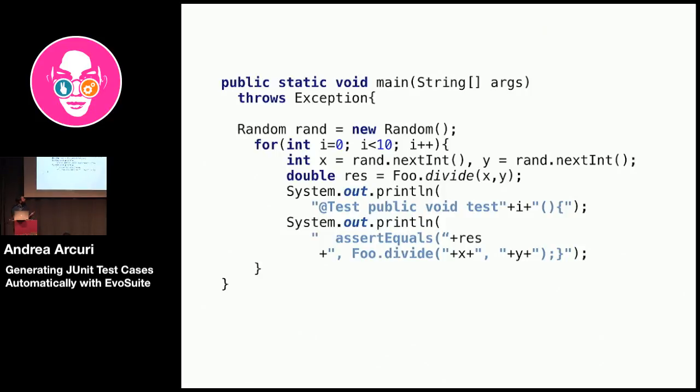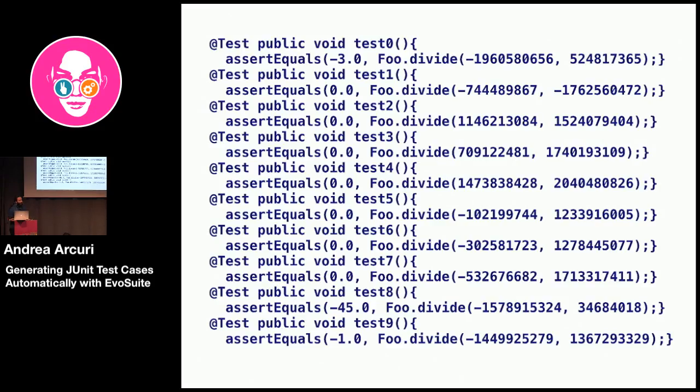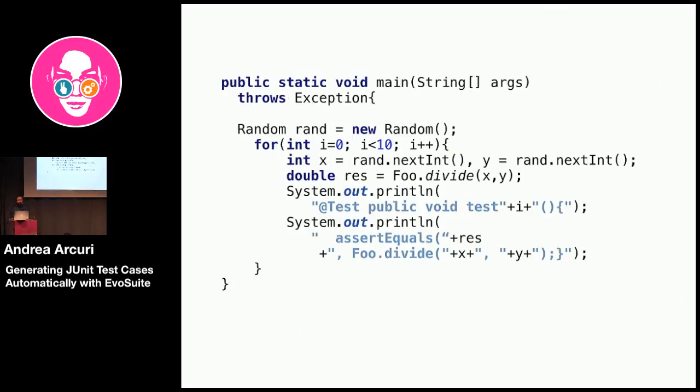So if I actually run this thing, what I get is this. I get 10 valid JUnit test cases that compile. I can just write them on a disk, in a file, compile it, and add it as part of my test suite. It works. It's exactly this one, just 5 lines of code. It's nothing, it's not rocket science.